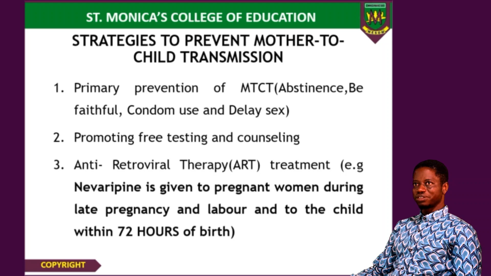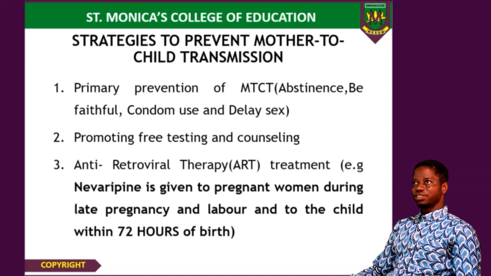Strategies to prevent mother-to-child transmission. One, we have primary prevention, and the primary prevention includes what we call A, B, C, and D: abstinence, be faithful to your partner, condom use, and delay sex. Then two, promoting free testing and counseling. That's why if you are pregnant and you go to a hospital, they test you for malaria and HIV. Antiretroviral therapy is a drug given to pregnant women, and then the newborn within 72 hours, and that drug is called nevirapine. Then we also have what we call stopping breastfeeding the newborn.